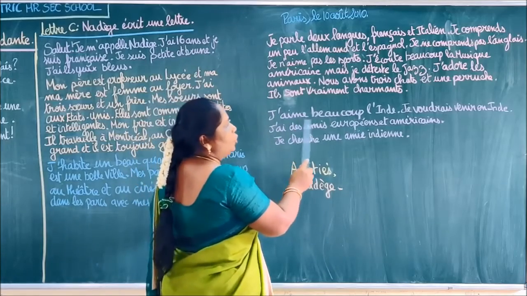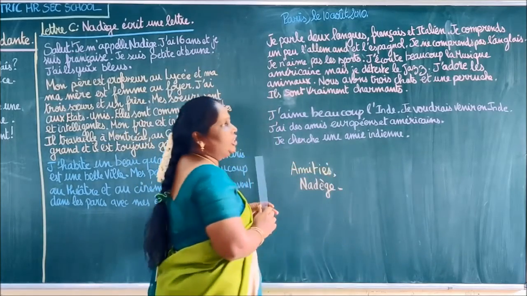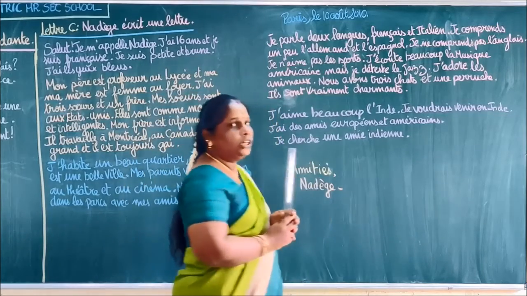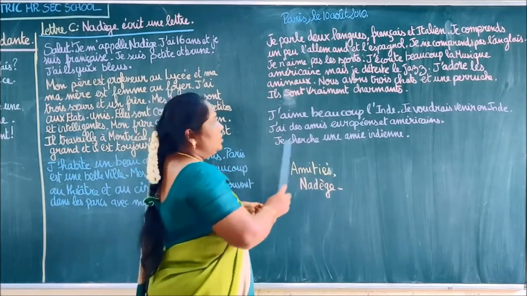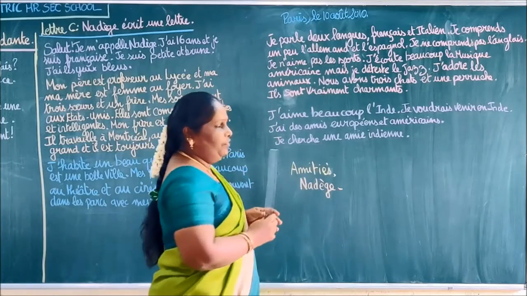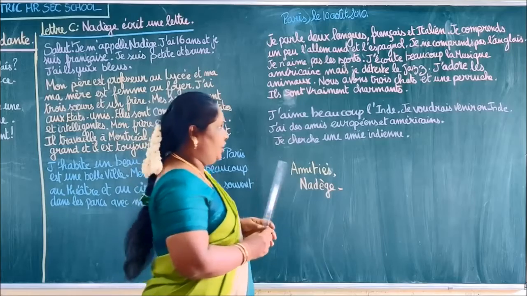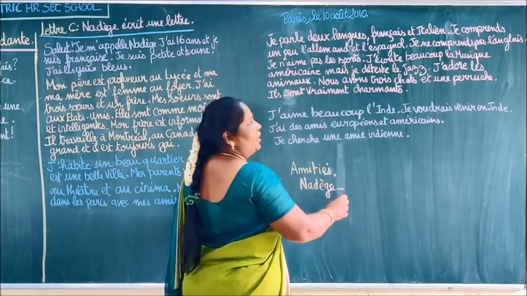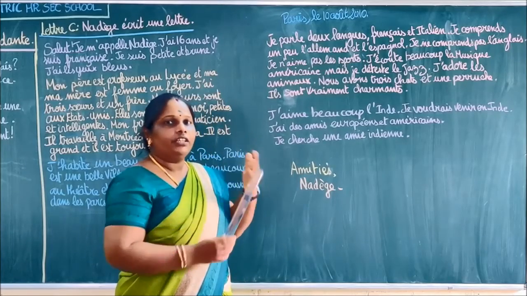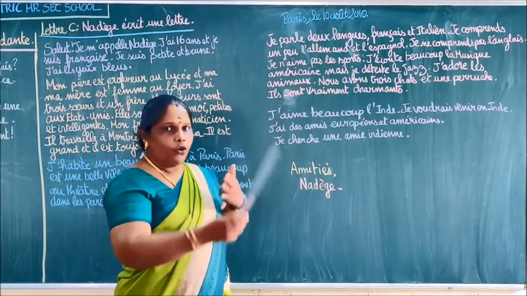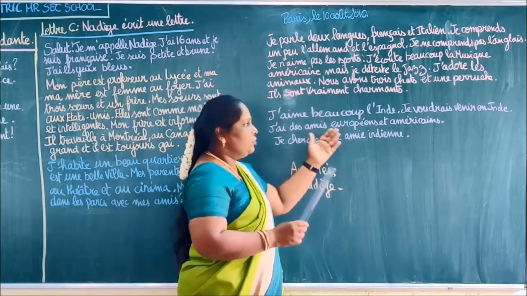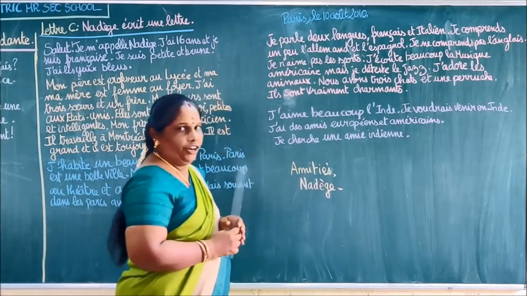J'aime beaucoup l'Inde. I love India a lot. Je voudrais venir en Inde. I would like to come to India. J'ai des amis européens. I have European friends and American friends. I am searching for an Indian friend. So she wants to be in contact with Indian friends to know more about India. So she loves India a lot. She wants a French Indian friend.